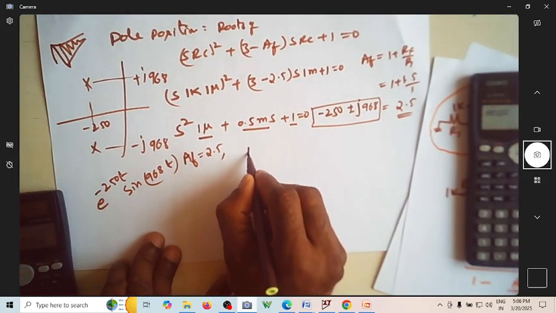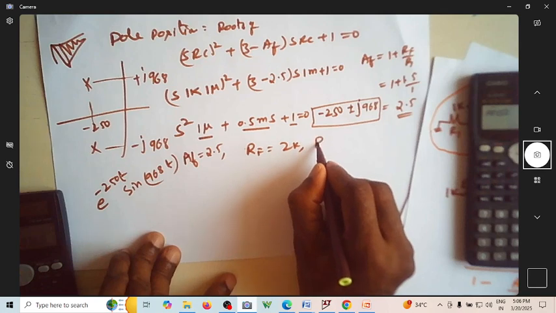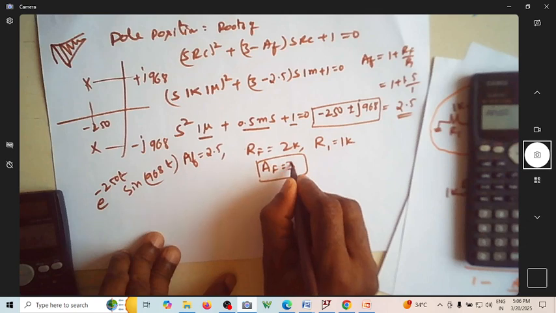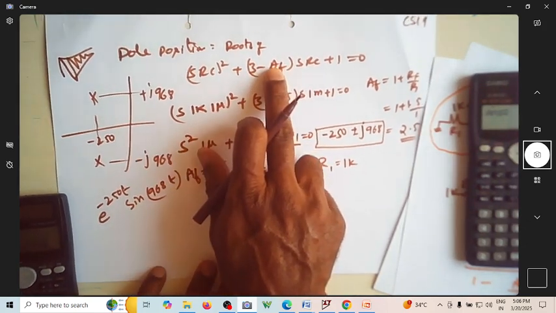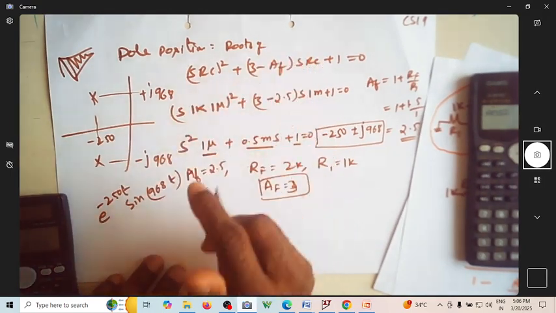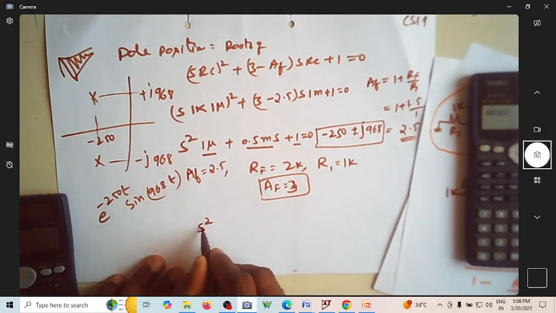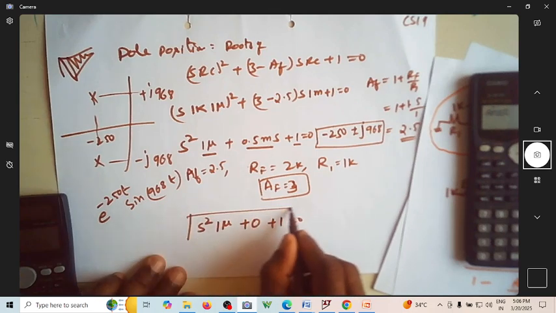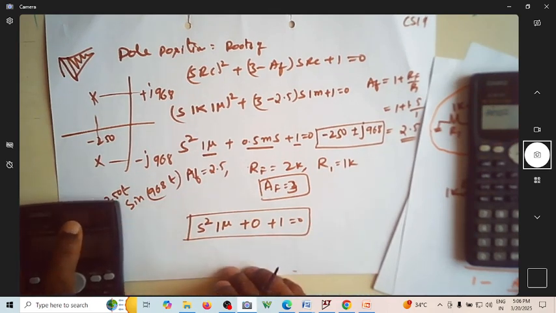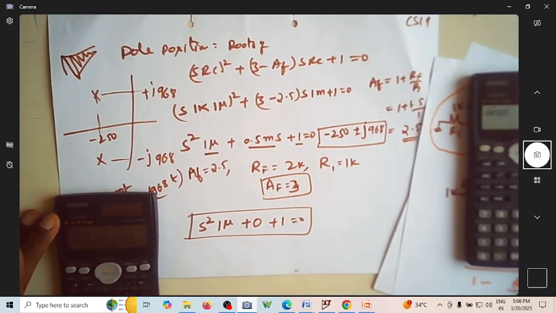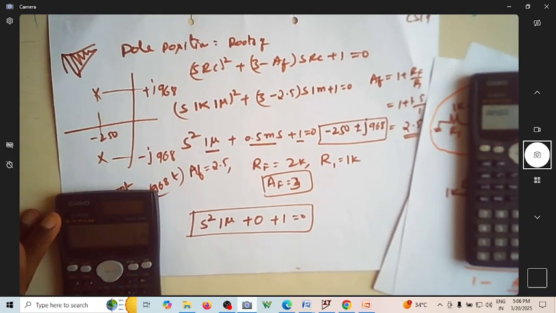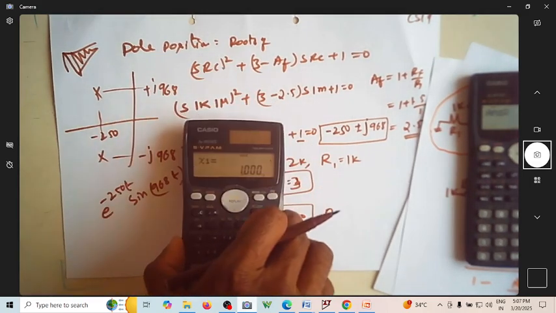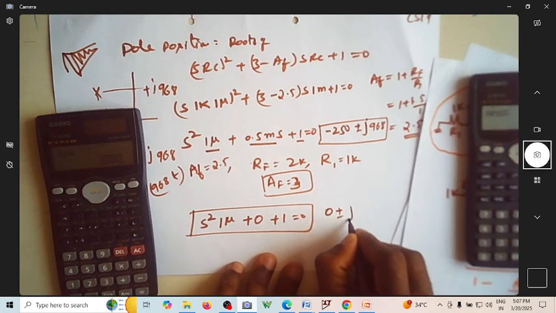So what we'll do is we'll make RF equal to 2K and R1 equal to 1K. So can you see this AF will become 3 now? When this becomes 3, can you see this is 3 minus 3, this will become 0. So now this term will become 0. What you will end up with is S square. With AF equal to 3, it will be S square 1 micro plus 0 plus 1 equal to 0, which is the denominator of your closed-loop transfer function. So then what are the roots? This has 0 and this is 1. If you find the roots, there is no real value at all, but it is 0 plus or minus j 1000.